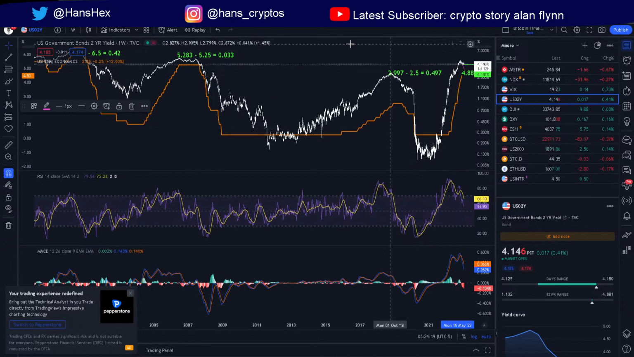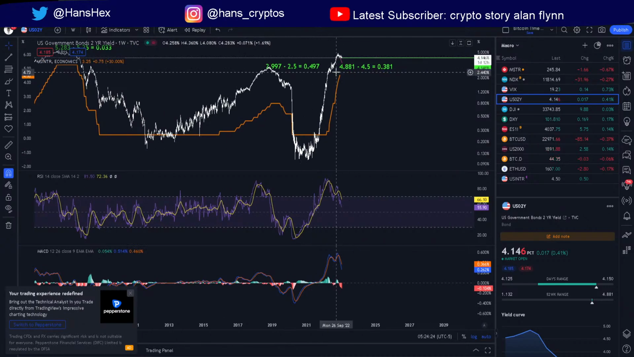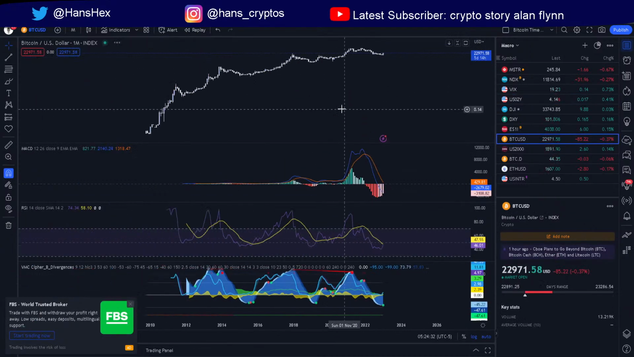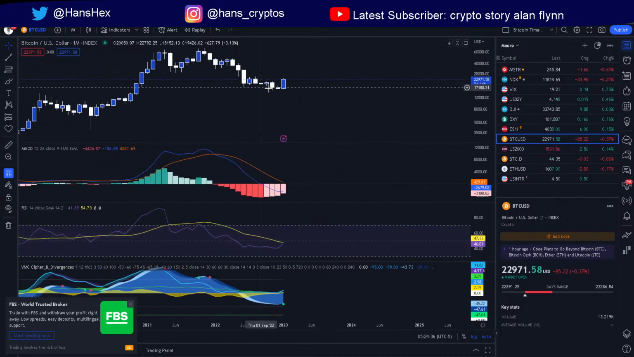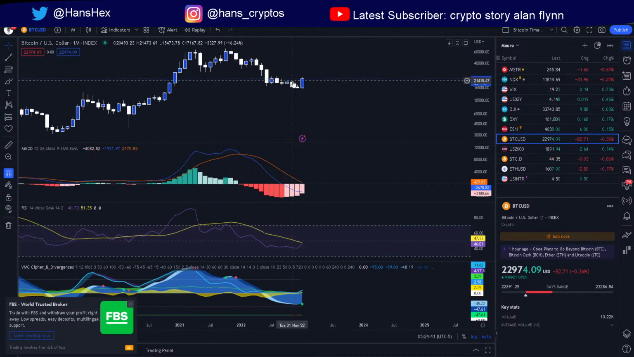And as I've shown previously in the previous video, during those pauses, you tend to get a little bit of a risk on environment. And this is probably what BTC and the rest of the market is taking into consideration, or pre-running that pivot.